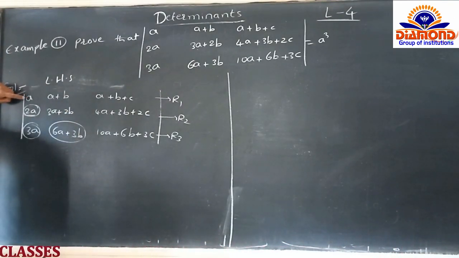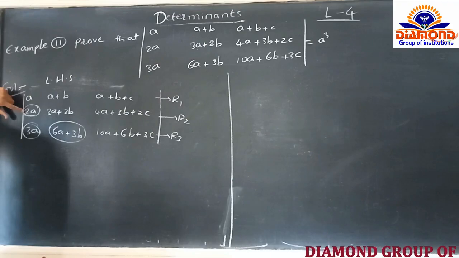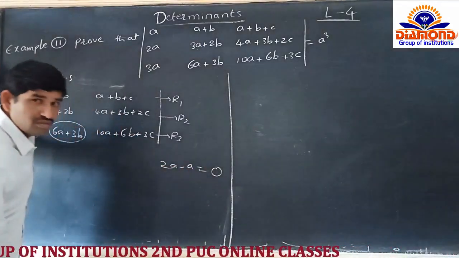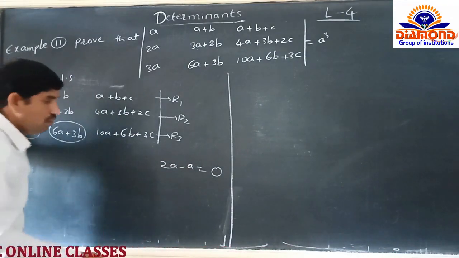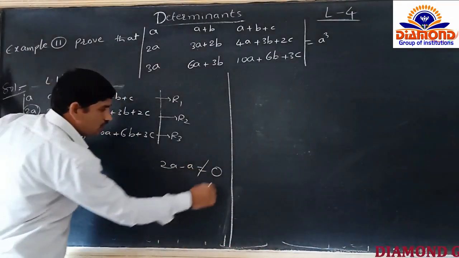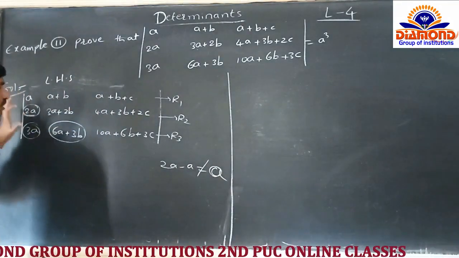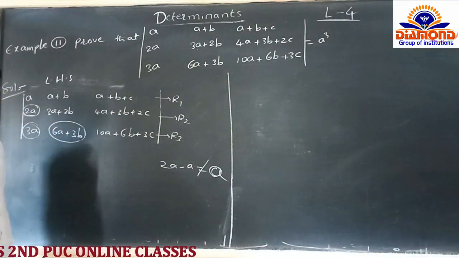But there is only A, and the other has 2A. Is 2A minus A equal to 0? No, it is not equal to 0. 2A minus A is A. So how can we make this 0?